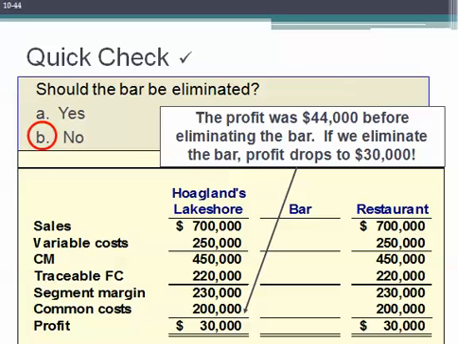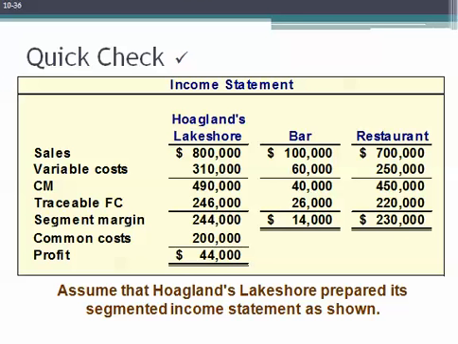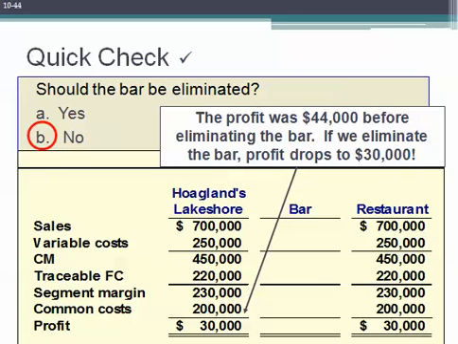And notice our profit before eliminating the bar was $44,000, but once we drop the bar, our profit drops to $30,000. And again, that's because the bar is generating a segment margin of $14,000. And that $14,000 is helping us to cover our common fixed costs. So without that $14,000 segment margin, our profit drops from $44,000 to $30,000.